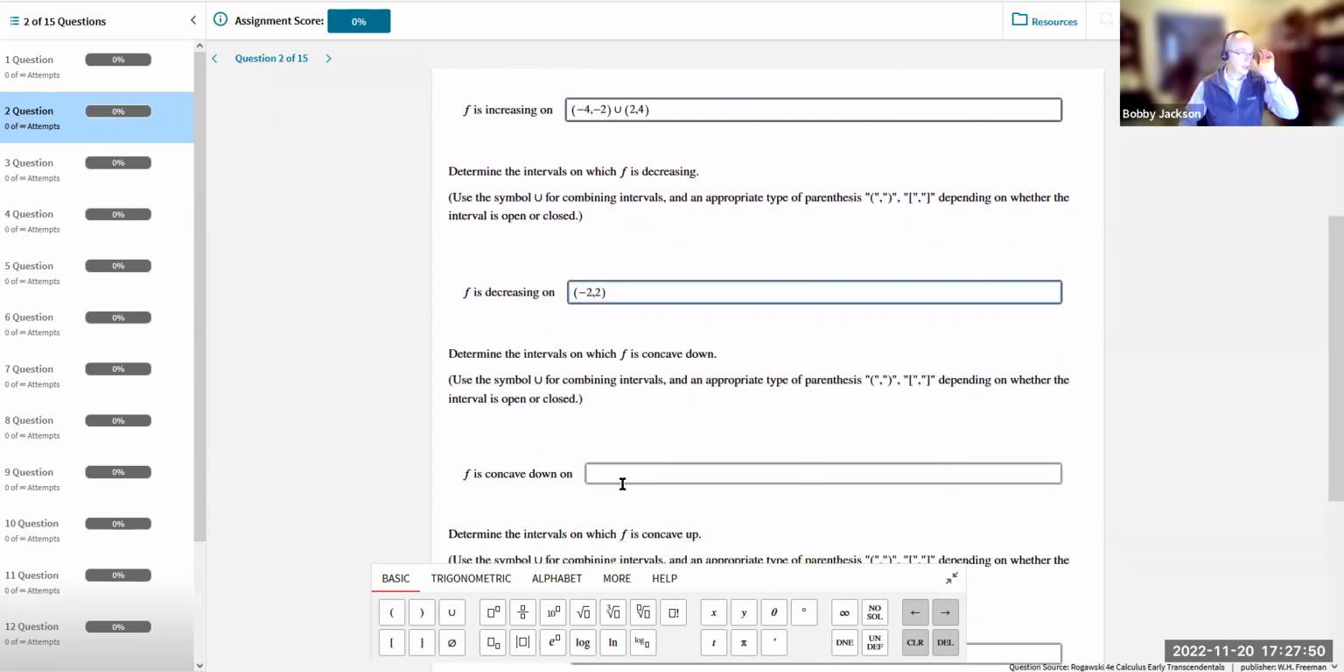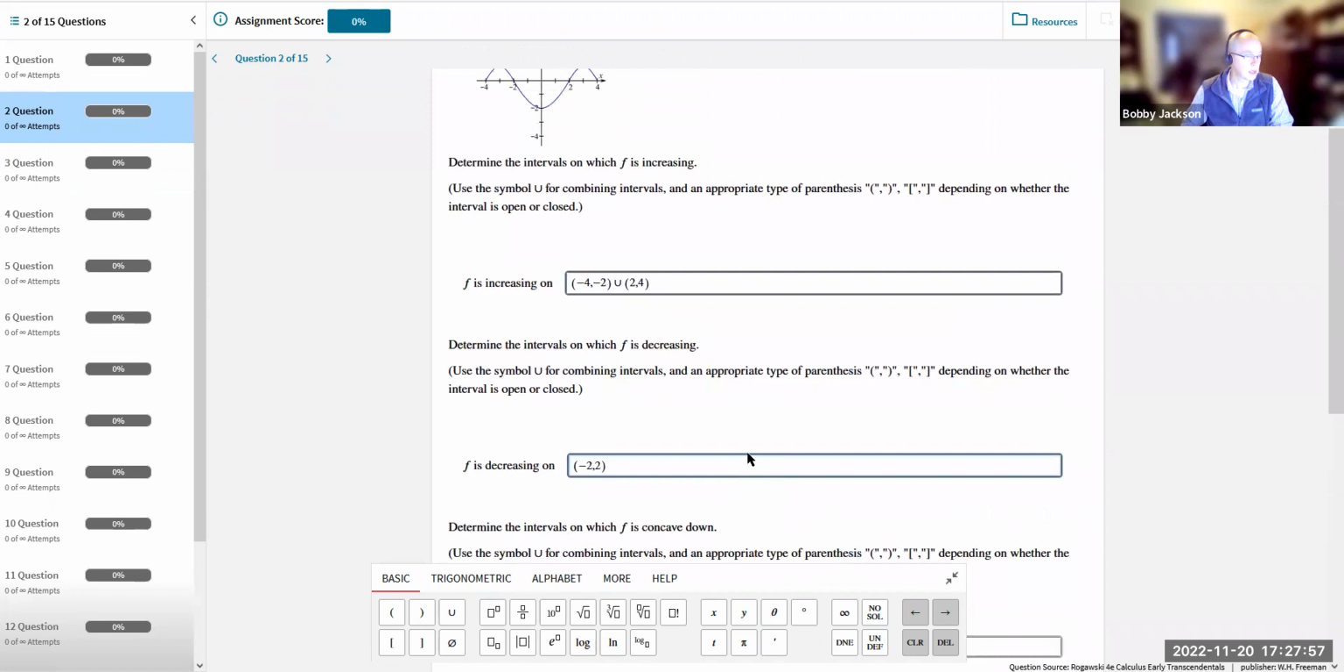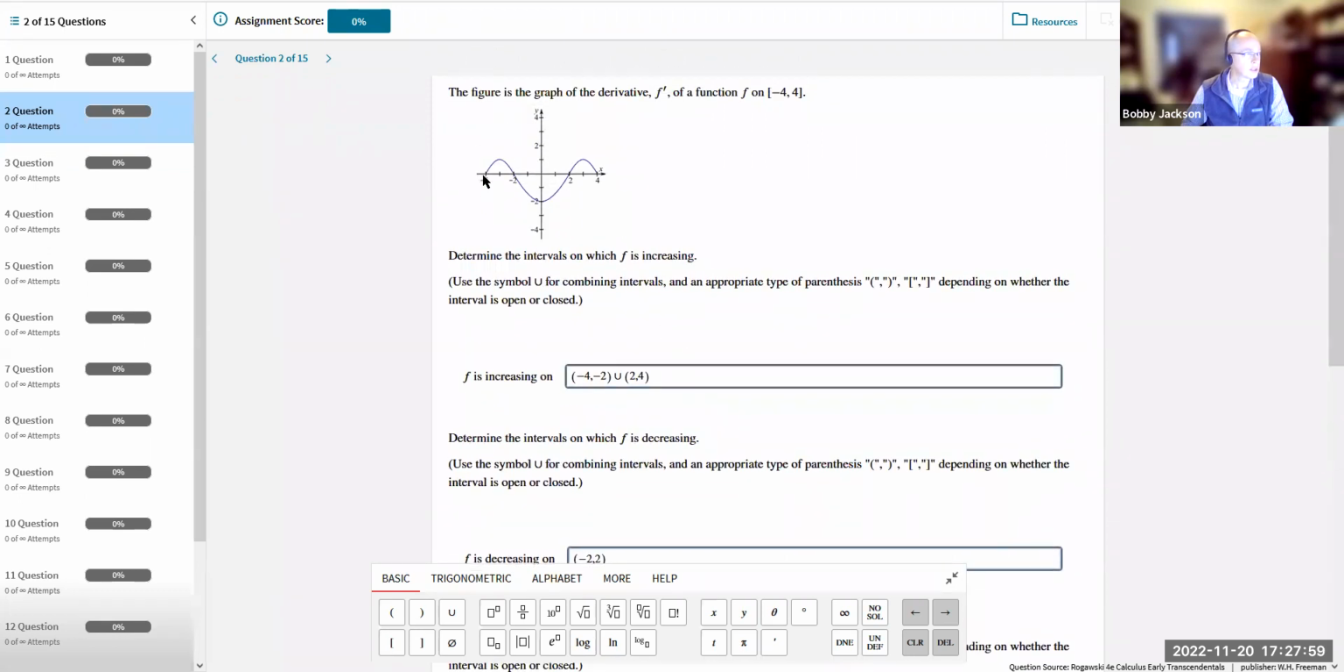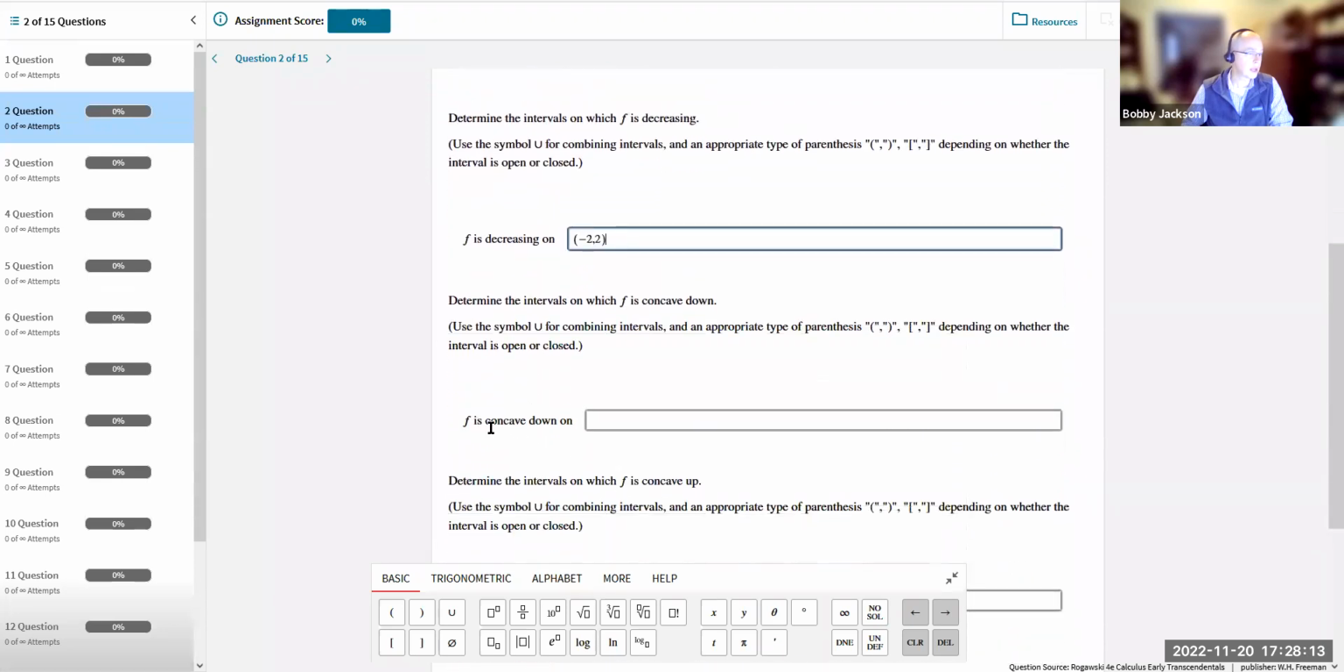Two more questions. Determine the intervals on which the function f now is concave down. Okay, where is it concave down? Do you remember what concave down is? Well, are we going to say it's concave down on the interval from -4 to -2 because the graph looks to me to be concave down here? No, we're not going to answer it that way because this is not the graph of f. This is the graph of f prime. We don't have the graph of f. So how are we going to answer this?